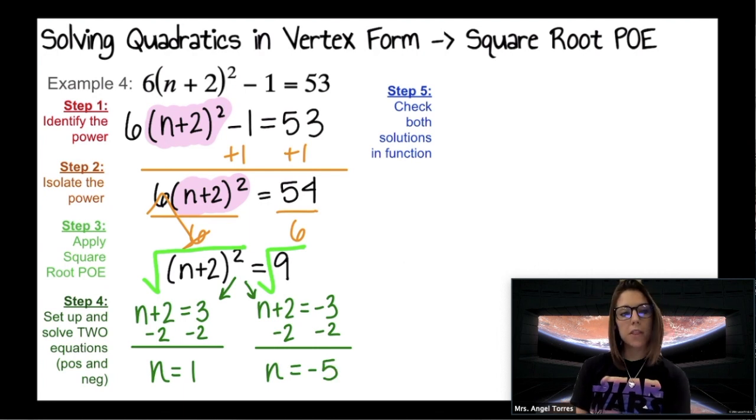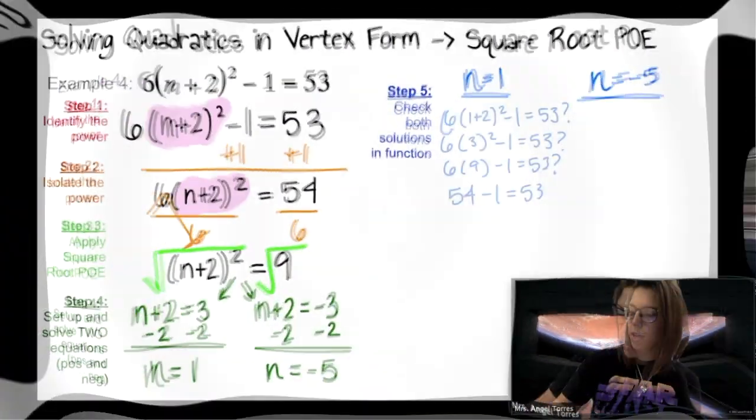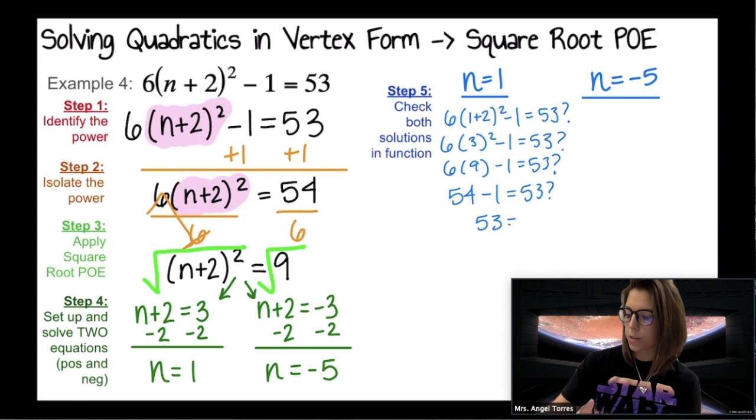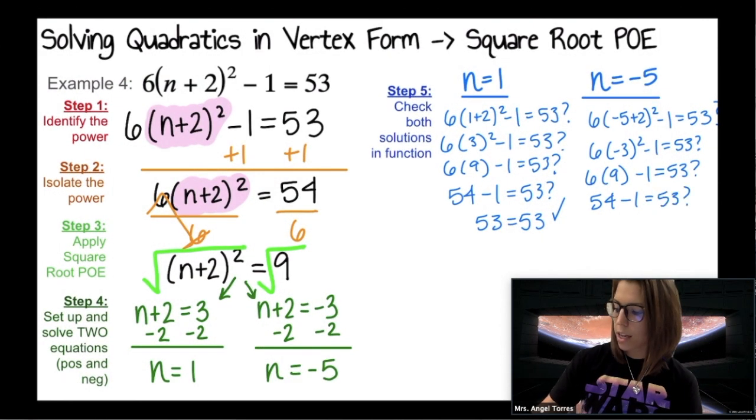So it would appear that this quadratic has two solutions. Let's go ahead and check. Starting with n equals 1, we get 53, and yes, 53 equals 53, showing that n equals 1 is a solution. Let's try n equals negative 5. Minus 1 equals 53, and yes, 53 equals 53.